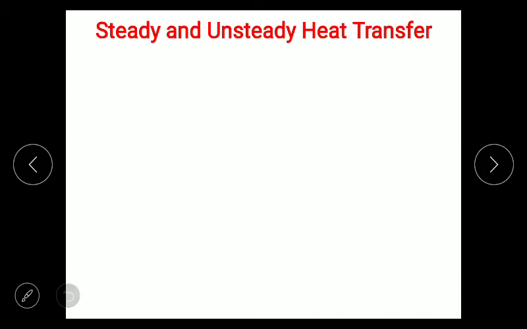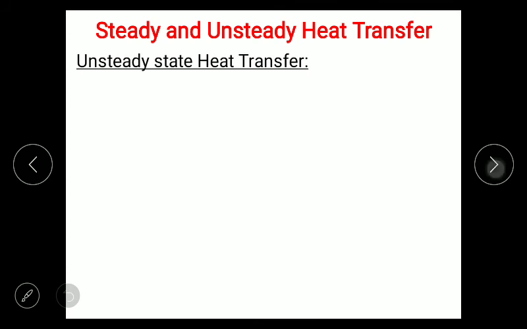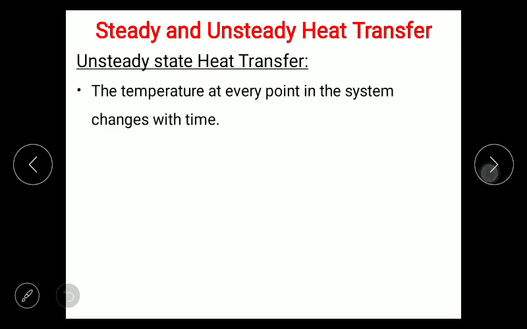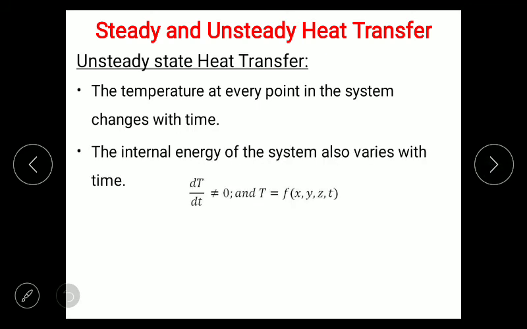Moving on, the unsteady state heat transfer is quite reverse to the steady state. In unsteady state heat transfer, the body's temperature changes with respect to time. At any point in your body, for the given time interval, the temperature changes. We can write this as dT by dt is not equal to 0. There will always be some change in temperature with respect to time. Then temperature will become a function of x, y, z space coordinates as well as time.